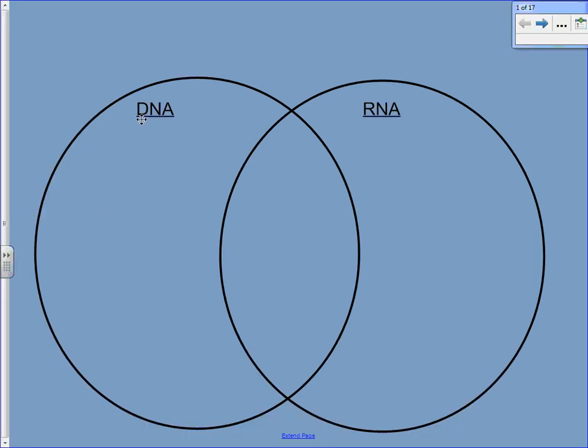Some things that you should keep in mind here. There's a nice little Venn diagram that'll help you separate things. First of all, some similarities. Remember, they both have nucleotides. That is the monomer for a nucleic acid. They both carry genetic information. So that's very important.